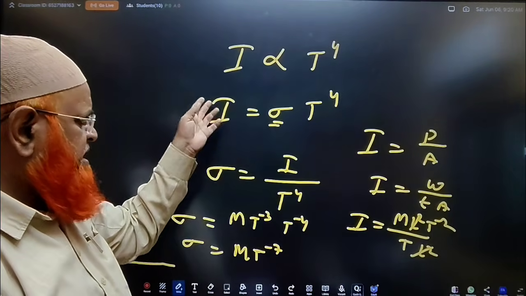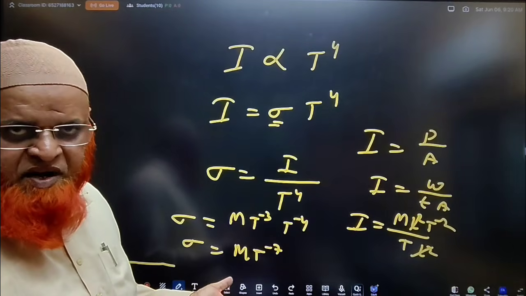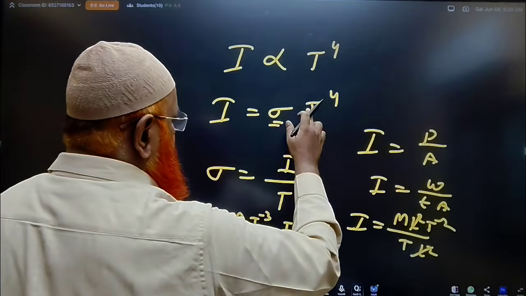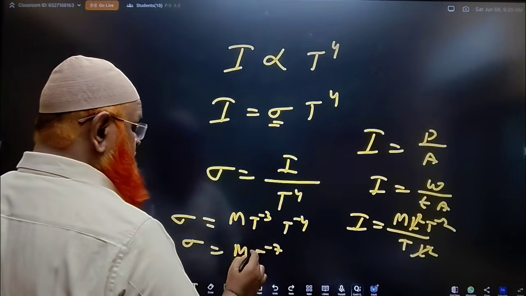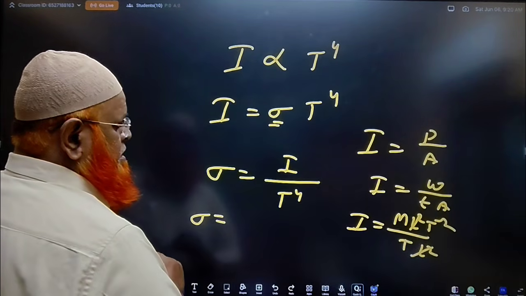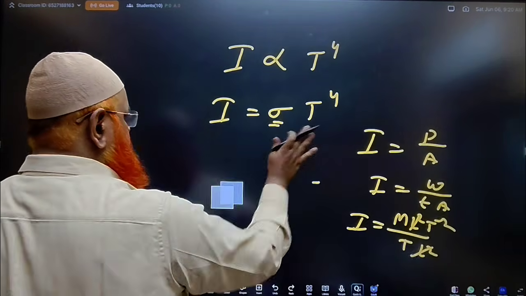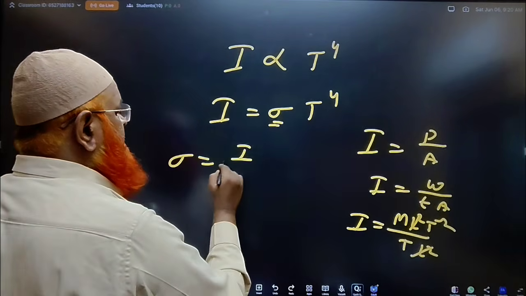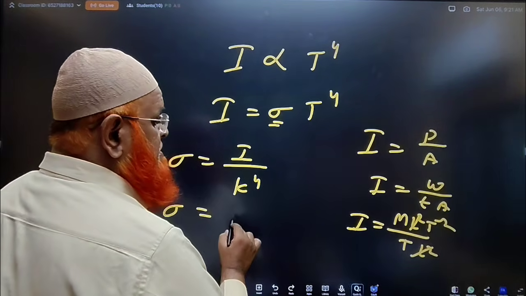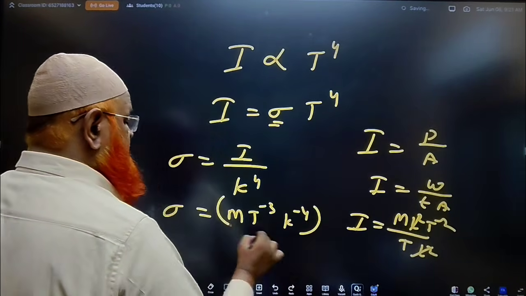Here, σ = I by T⁴. T is the absolute temperature, that is also K only, no? So this is also temperature. Sorry, M T⁻³ K⁻⁴. So σ = I by K⁴, and intensity means M T⁻³, so σ is M T⁻³ K⁻⁴.